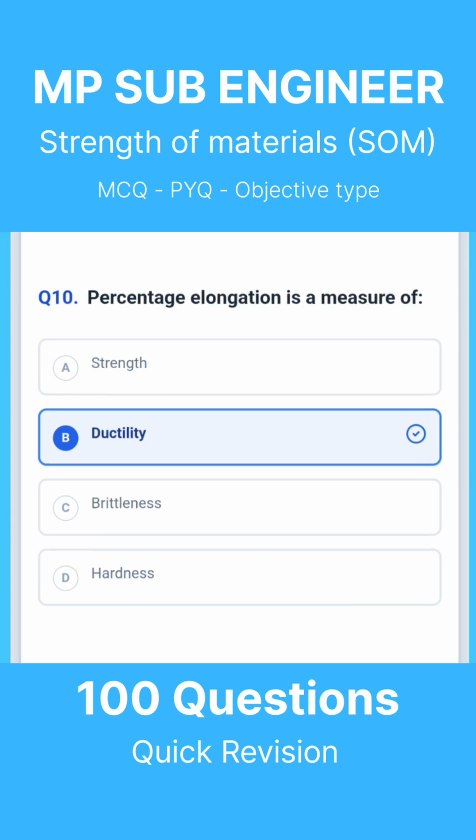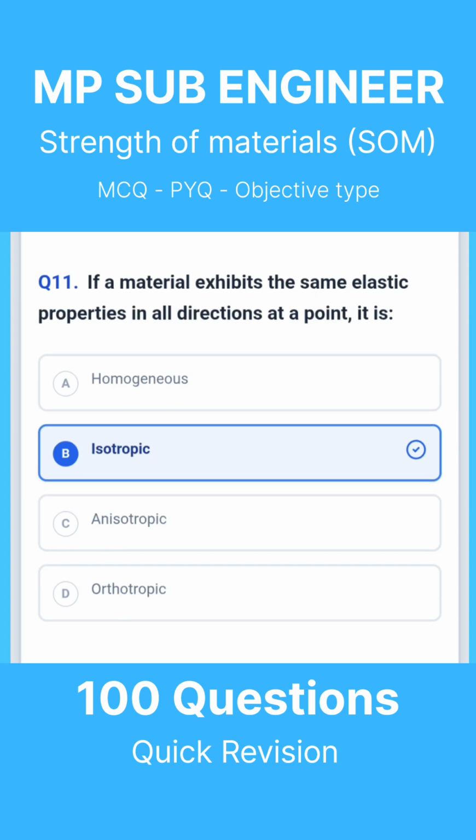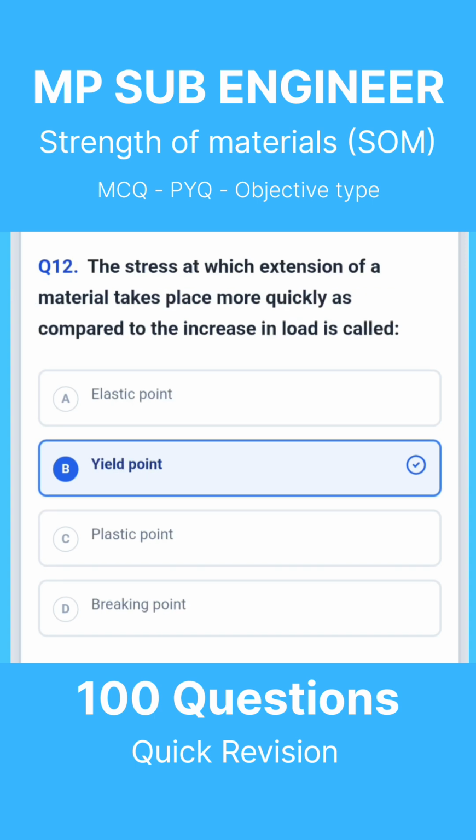Question 10. Percentage elongation is a measure of. The correct answer is ductility. Question 11. If a material exhibits the same elastic properties in all directions at a point, it is. The correct answer is isotropic. Question 12. The stress at which extension of a material takes place more quickly as compared to the increase in load is called. The correct answer is yield point.